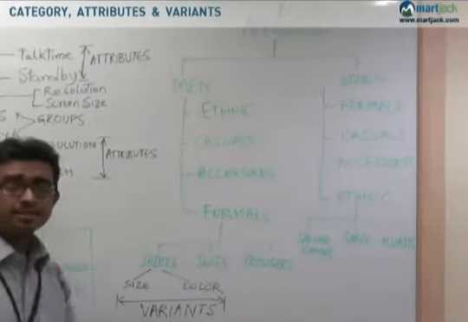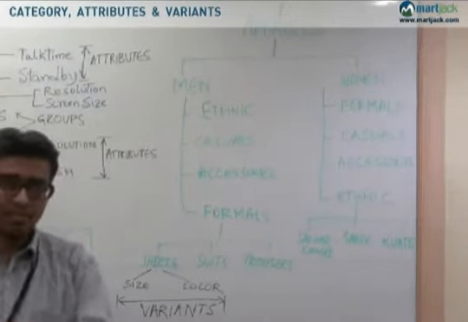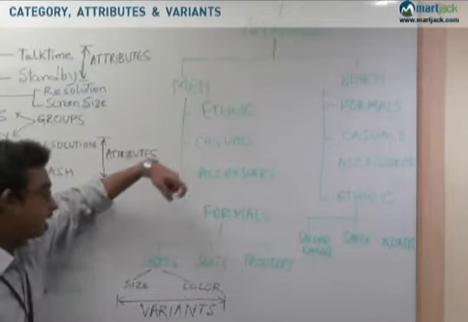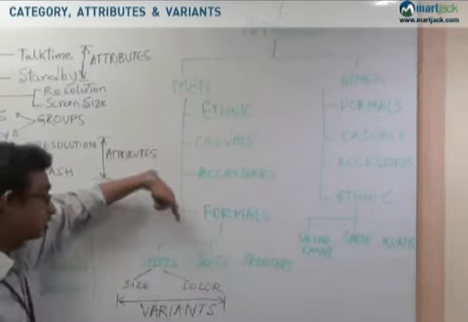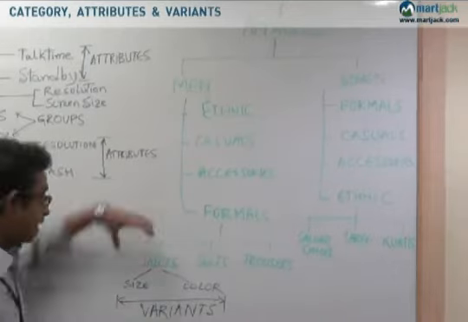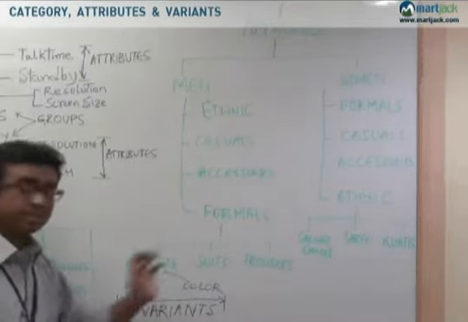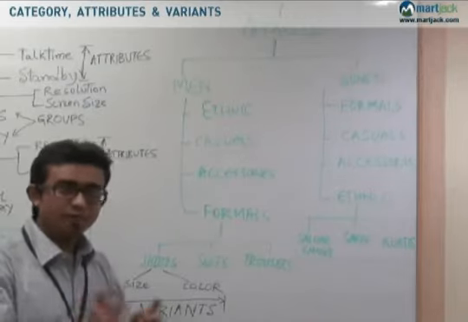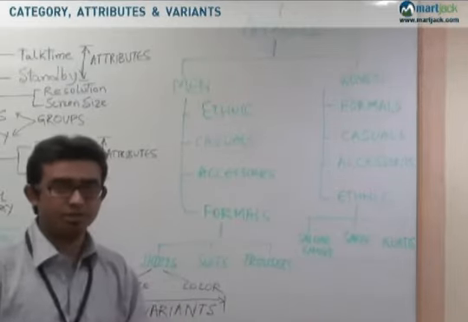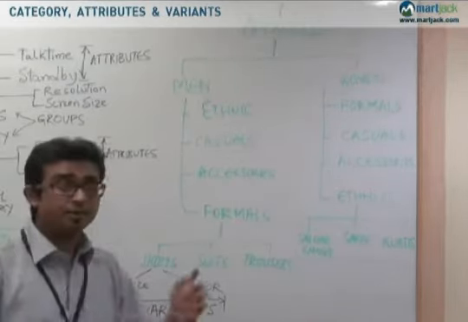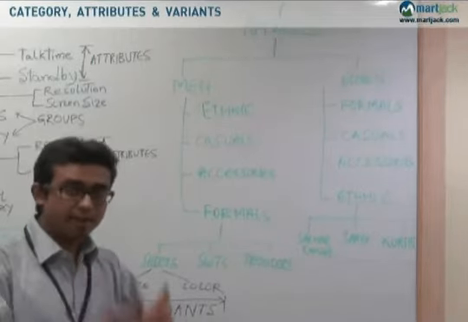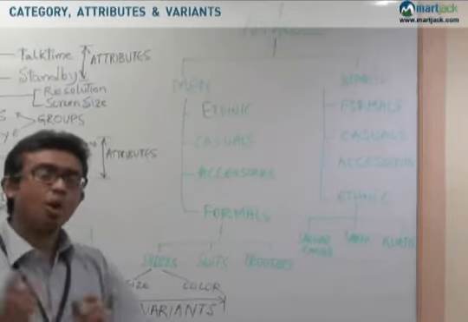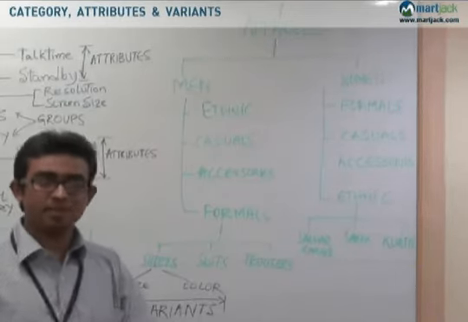Now let us understand another concept of category management, that is variants. Consider the formal section. Under formals, you have got shirts, suits, and trousers. A particular shirt may be of different sizes, may be of different colors. Each particular size of a shirt is a variant of the shirt. Similarly, each different color of the shirt is a different variant of the product shirt. Variants help in giving options to the customer while he is purchasing the product.